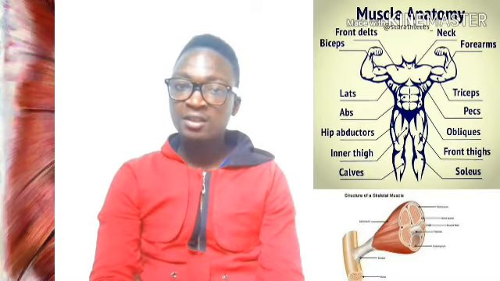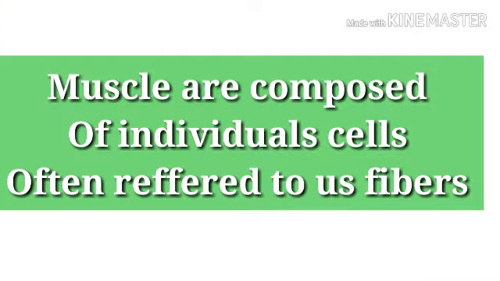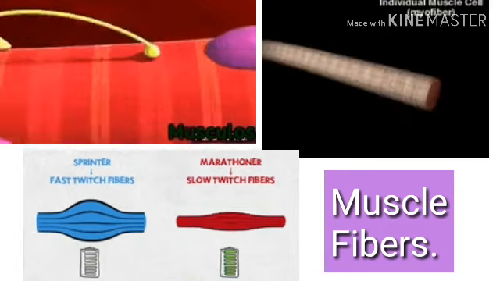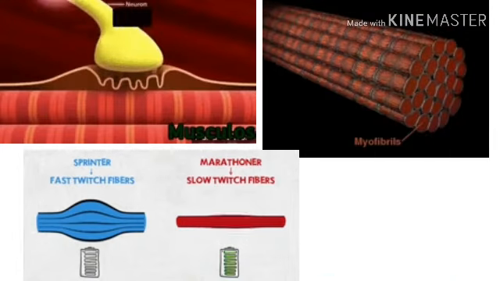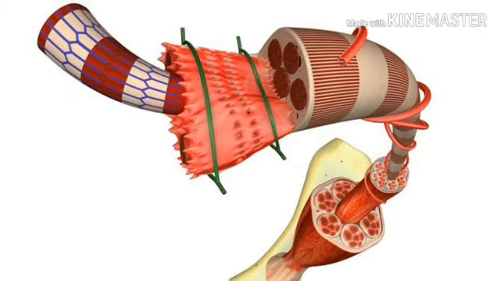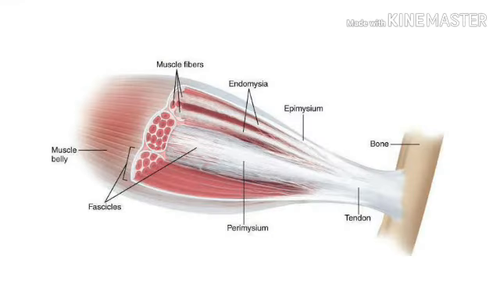Muscle structure. Muscles are composed of individual cells, often referred to as fibers, because they are so long and thread-like. These cells are held together in bundles by connective tissue. Covering each muscle is a sheath of connective tissue or fascia. This supporting tissue merges to form the tendon that attaches the muscle to a bone.